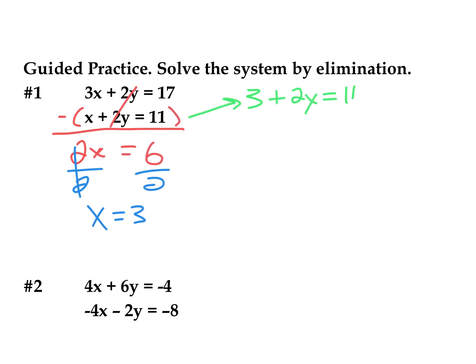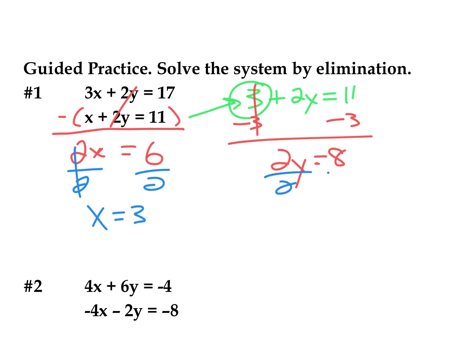So I took that equation and I replaced the x with a 3. And now I can subtract 3 on both sides because I'm trying to solve for the y. I get 2y equals 11 minus 3, which is 8. And when I divide by 2 on both sides, I get y equals 4.